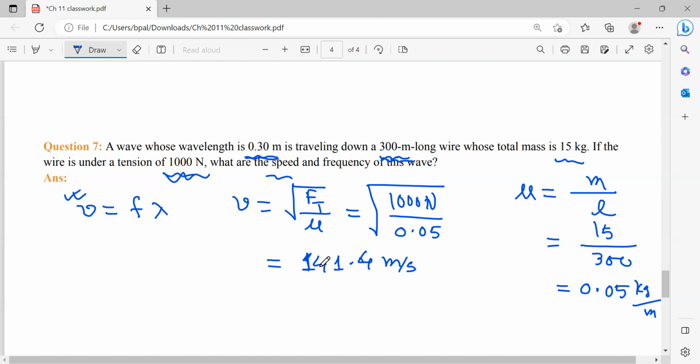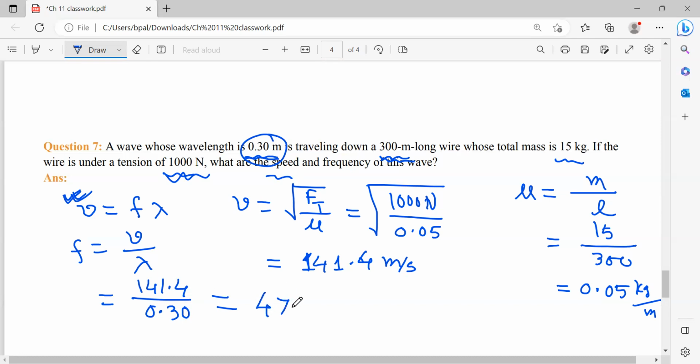And then once we know the speed, we have to calculate the frequency. To calculate frequency, we can use this equation because here we know the speed, we know the lambda, the wavelength, so we can determine the frequency by using this equation. So V is 141.4 and lambda is the wavelength. This tells us that the frequency of the wave is 471.4 hertz.